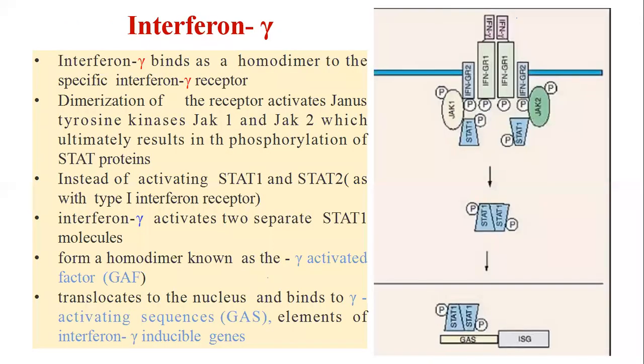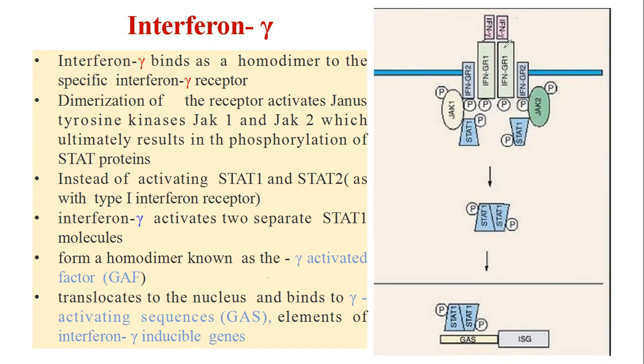Next one is the biologic effect of interferon gamma. Interferon gamma will bind with a different type of receptor. Here you can see it's a homodimer, IFN-GR1, the specific interferon gamma receptor, and this is the homodimer IFN gamma, IFN gamma.